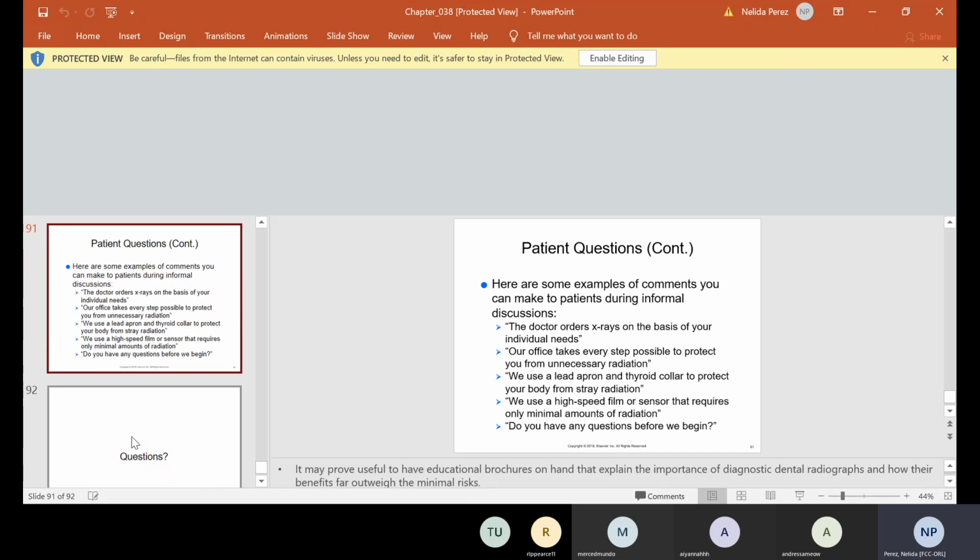Yes. And here are some examples of comments that you can make to patients during normal discussions. The doctor orders x-rays on the basis of your individual needs. I love that one because it's true. Because they're going to say, why do I need an FM? Why do I need x-rays? I just had x-rays a year ago. Okay. Here's another one. Our office takes every step possible to protect you from unnecessary radiation. Here's another one. We use a lead apron and thyroid collar to protect your body from stray radiation. We use a high-speed film or sensor that requires only minimum amounts of radiation.